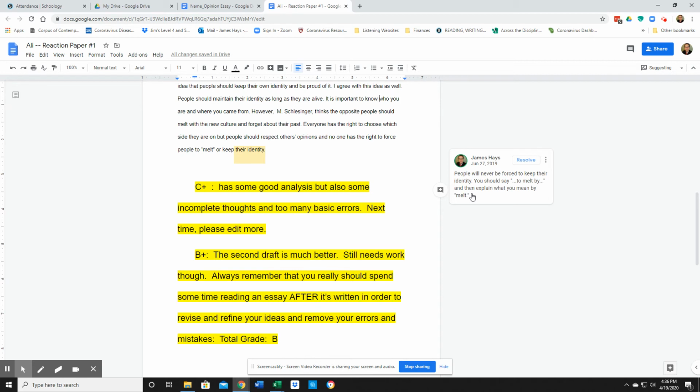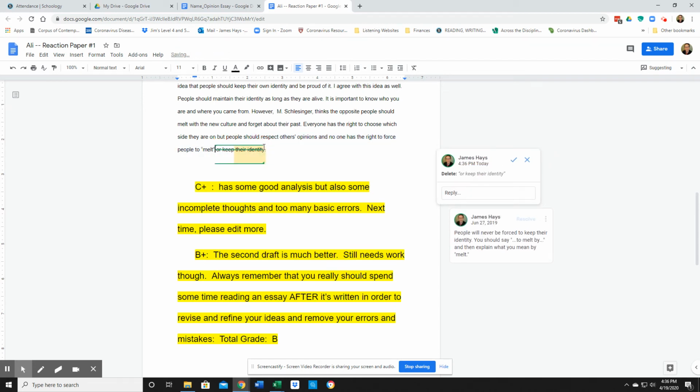He has to think. So it says, everyone has the right to choose which side they are on, but people should respect others' opinions, and no one has the right to force people to melt. And what I told him is, he should take this second part out, because you don't ever force people to do the other one. So it should be to melt, comma, colon, or quote, and then in other words, he's got to explain what he's trying to say. He should have said something like this.